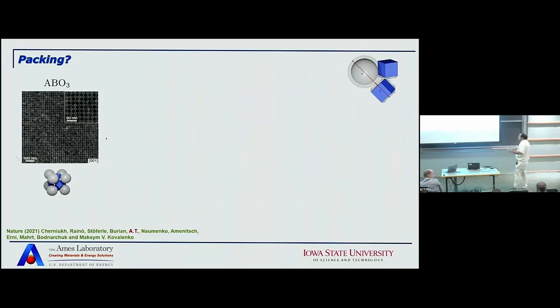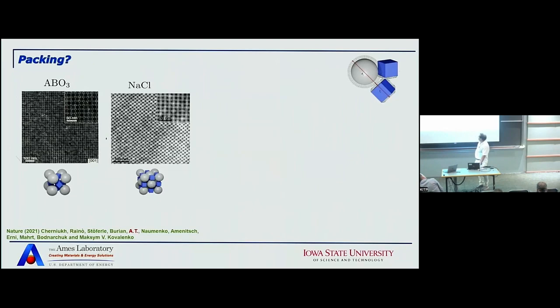And this is called ABO3. Actually, in this case, it's a binary system, but we also have results which show that this is actually a system with three components, because you can have cubes of different size. And this is sodium chloride. So this is actually one case. So these are two different superlattices.